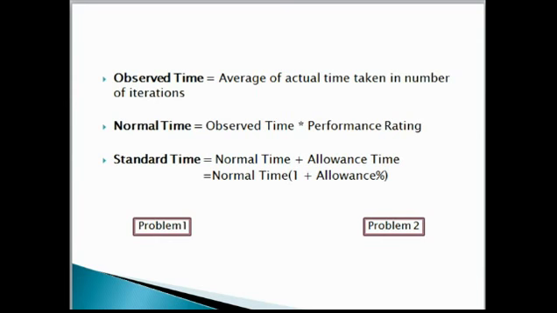So just the basic formula, what we understand, that's only the formula. It's not any numerical or arithmetic formula. Observed time is the average of actual time taken in a number of iterations. Normal time is observed time into performance rating, and standard time is equal to normal time plus allowance time. Many times allowance is given in percentage, 15%, 20%, 14%. It's near about in this range only, 12 to 18%. So we just need to multiply normal time into 1 plus the allowance percentage, whatever it is.